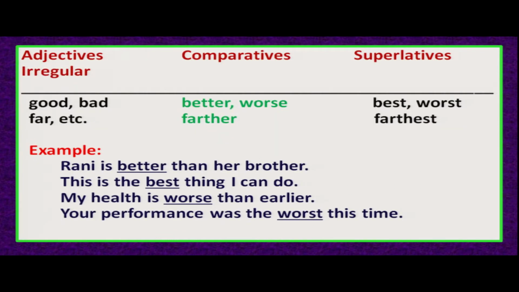Now you see there are some irregular adjectives like good, bad, far, and the comparatives better, worse, farther, and the superlative degrees best, worst, farthest, like this. And you see the examples. Rani is better than her brother. This is the best thing I can do. My health is worse than earlier. Your performance was the worst this time.